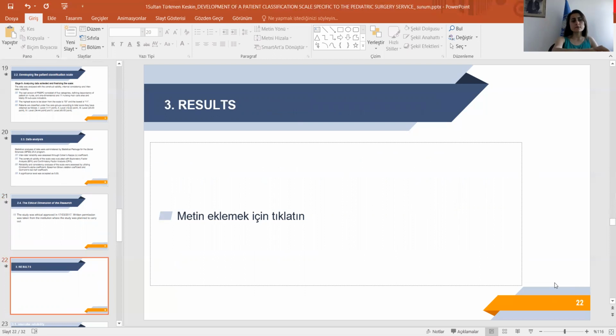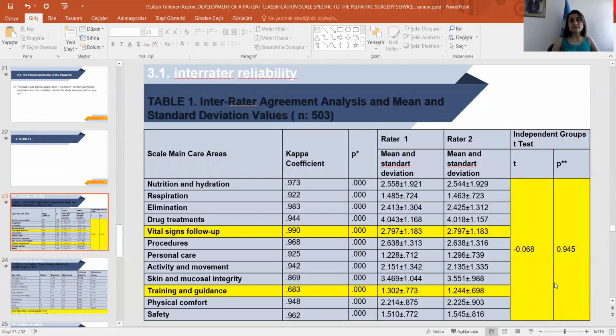Results. The developed draft scale was scored by 2 raters on the basis of 503 data. The inter-rater agreements for 12 care areas on the scale were assessed with Kappa coefficients. Cohen's Kappa test was administered in order to test whether each patient was considered at the same level by the raters.